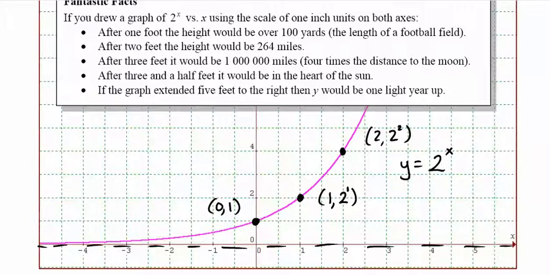And it goes up really quickly. So it starts off really slow and then it gets super steep. After 1 foot, the height would be over 100 yards. After 2 feet, we're talking about 264 miles. After 3.5 feet, here, the height of it is going to be at the sun. And if I lay down and found my height across, the height of this graph would be 1 light year up. Okay, it's enormous.